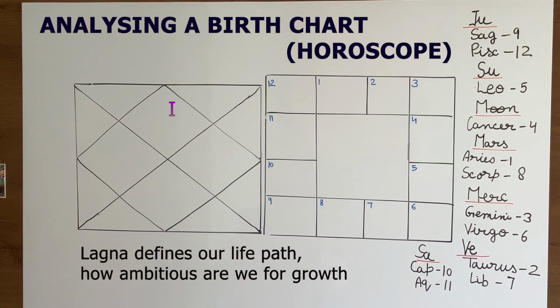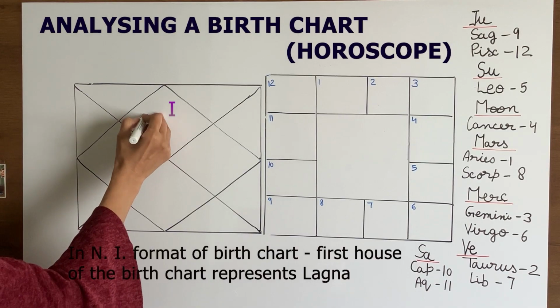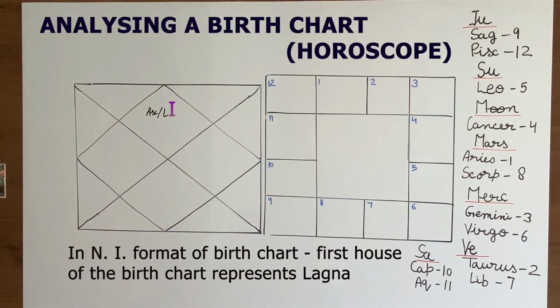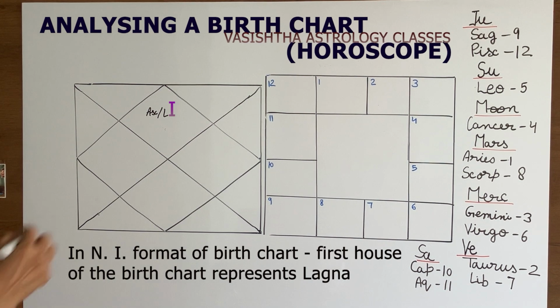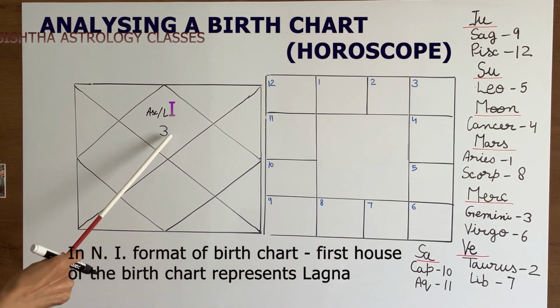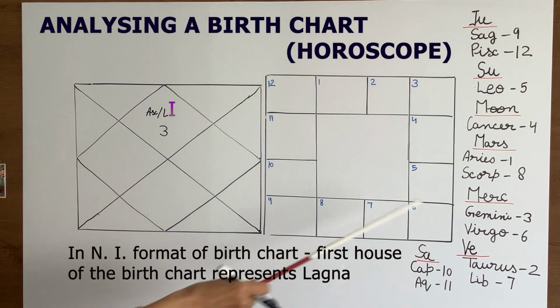In the North Indian format of birth chart, the first house of your birth chart represents your lagna sign or ascendant sign. So always look for the first house of the birth chart. The number mentioned in that house will represent your lagna sign or your ascendant sign. For example, if number 3 is mentioned in the first house, it means your lagna sign is 3, and 3 is which sign or which rashi? It is Gemini. So the lagna will be Gemini.